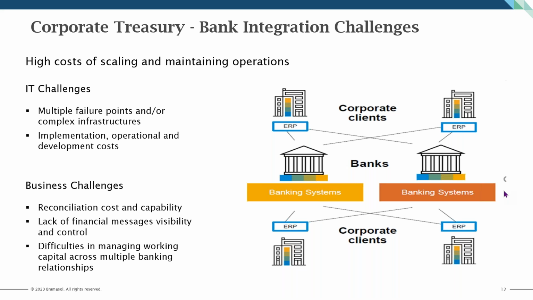You also have the business challenges, more so than what I just mentioned, in that you have difficulty in reconciling your bank accounts and the cost with that. I mean, you're going all over the place to try to get your information for all your bank accounts and reconcile and automate your GLs. You have a lack of visibility of the financial messages. Did the payment go out the door? Did the payment succeed through the SWIFT network? At what point did it fail? What happened? What are your acknowledgments?